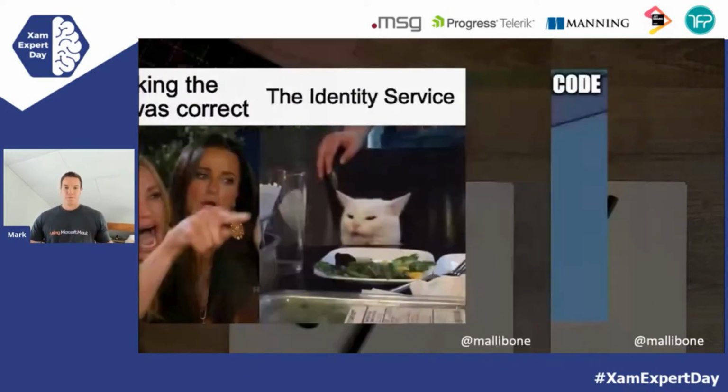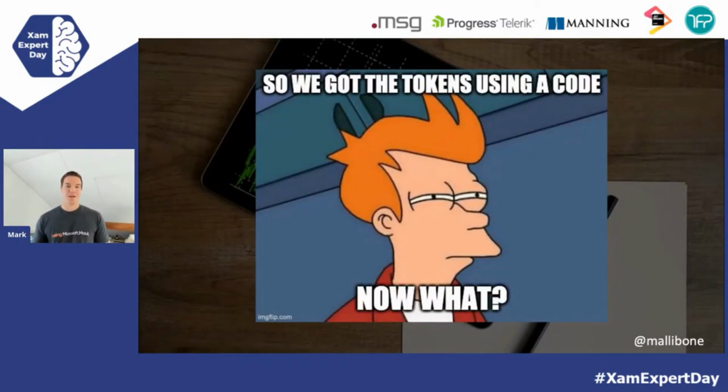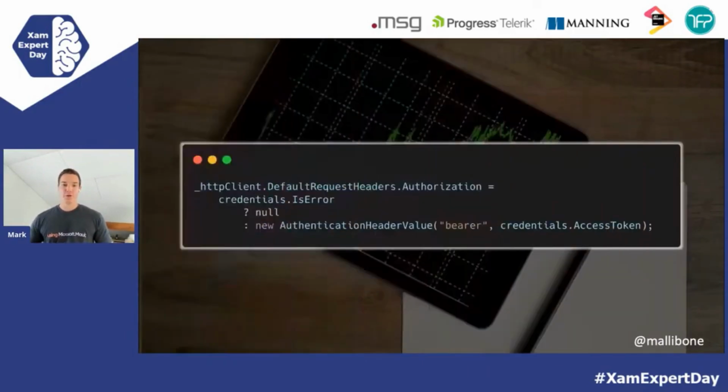So we have now gotten tokens. What now? Well, now the fun time actually begins. Usually you will make a lot of web requests using the HTTP client. You can add the default request headers authorization, add the authentication header value to it, and just use bearer and then put the access token in there. If you set it to null, it will not be sent when making an HTTP request. So if you are not logged in, you could just set that to null, and the attribute will not show up in a request. That's something really nice.